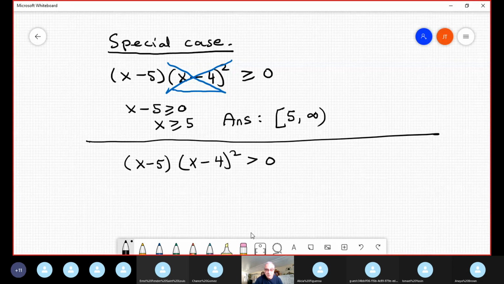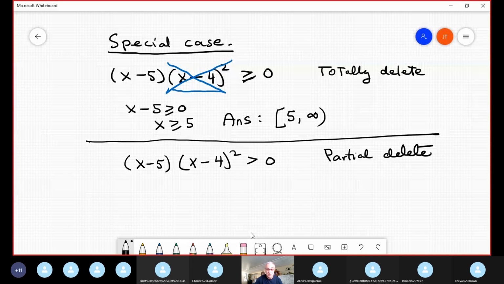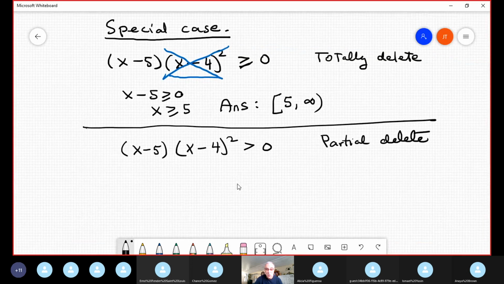Greater than 0. Okay, no equal. When it's greater than or equal, you totally delete completely, exactly as we did in the previous example. It totally disappears. However, in this case, no. I call it partial delete. But what is the partial delete and why?